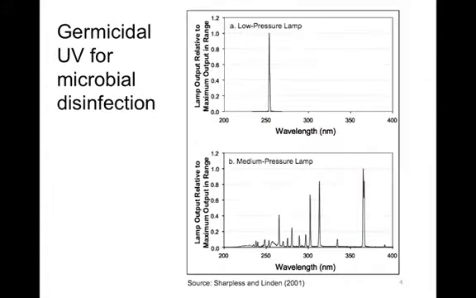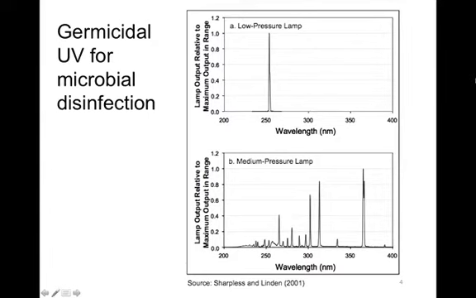If we look at the next slide on the top, you can see here a spectrum of a UV mercury low pressure lamp, and you can see that it emits a very narrow band of photons with a peak at 254 nanometers.